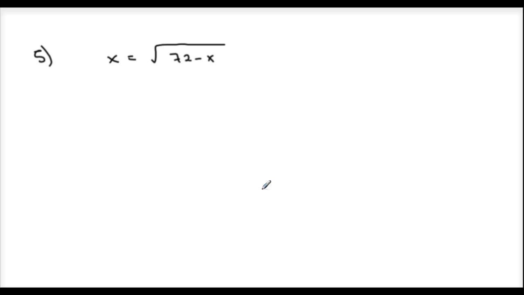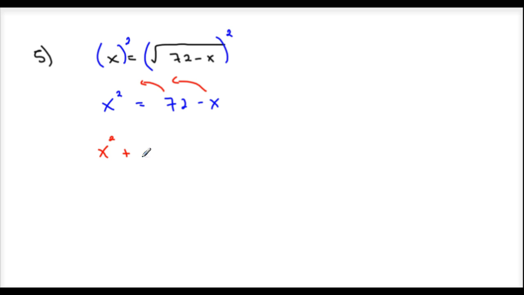x equals the square root of 72 minus x. Is my square root isolated? Is it on one side by itself? Yes. So simply go to squaring both sides. x squared equals 72 minus x. What is it starting to look like? Should look like a trinomial, polynomial. Bring it over my x, bring it over my 72. So x squared plus x minus 72 equals 0.